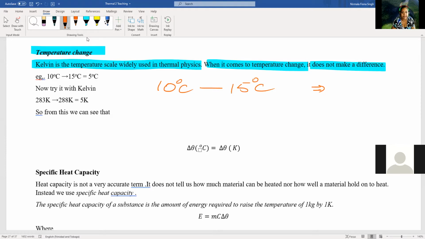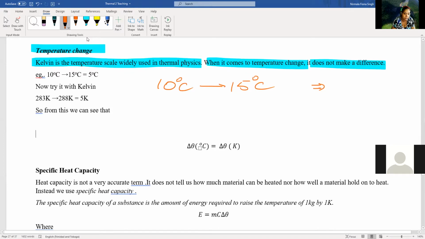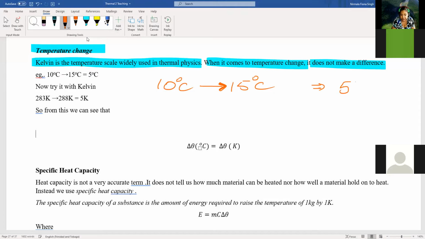I know it's real obvious and simple. In Celsius, if my temperature went from 10 to 15, what was my change? 5 degrees. 5 degrees, right? Now we want to see how we can make the statement that it makes no difference whether or not we use Kelvin or Celsius when we look at temperature change.